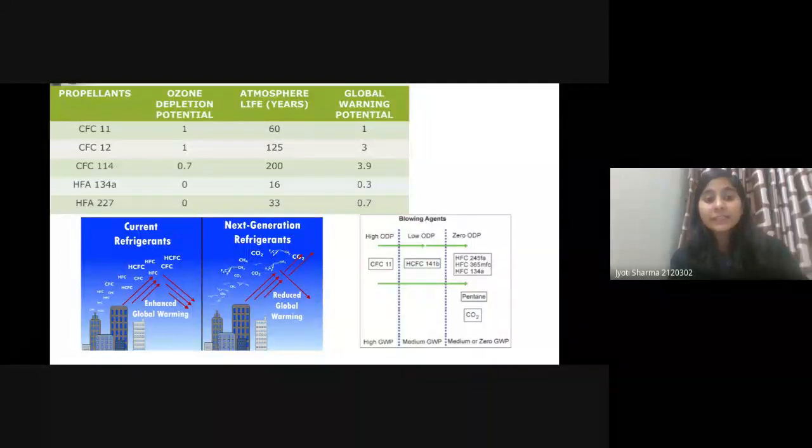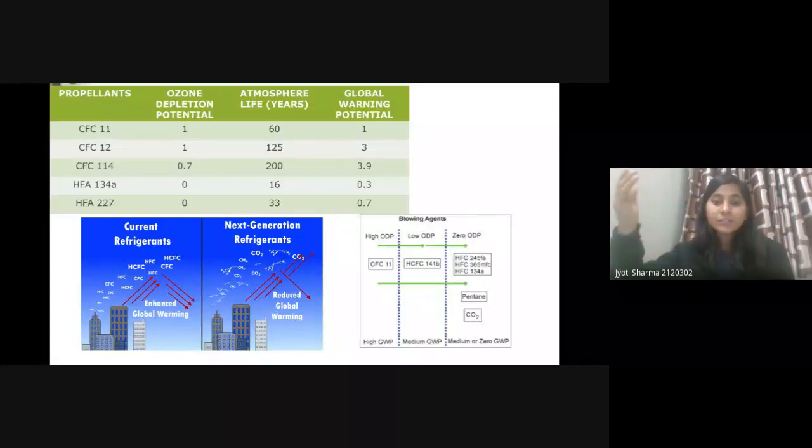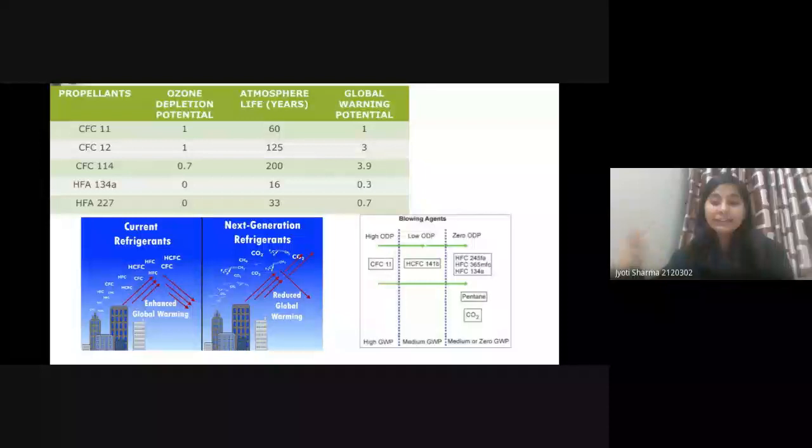Then we see that most of these propellants or blowing agents have a very long lifetime, in the hundreds of years. For example, for CFC 11 it is 60, but for CFC 12 the lifetime is 125, meaning that particular species can live in your atmosphere for 125 years. So how much depletion it can do to the ozone is very high.